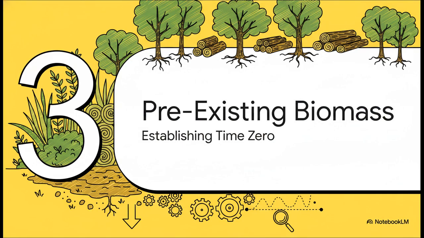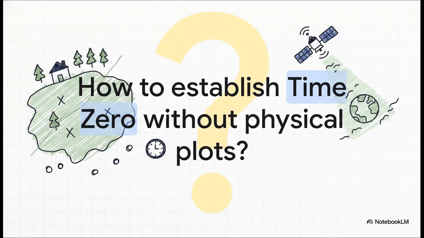Okay, part 3, measuring pre-existing biomass. This right here was a massive headache for developers under version 1.0. Establishing time zero or T0 without physical plots. I mean, how are you supposed to account for what was already on the land before you even started, especially if the site was totally cleared before you could collect data? Well, fortunately, version 1.1 officially embraces remote sensing to solve this exact puzzle.